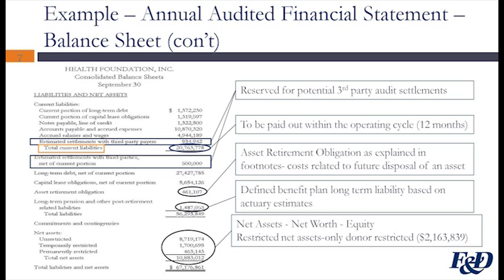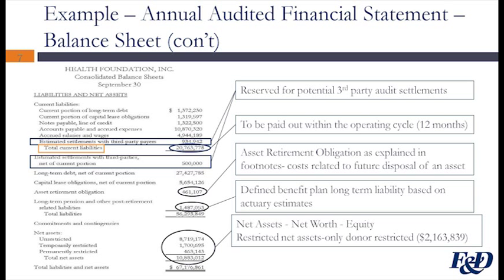The next section on the balance sheet that I want to touch on was the net assets. And for anybody that's in the for-profit world, the net assets are really the net worth or the equity of the organization from an unrestricted standpoint. So there's three types of net assets. There's unrestricted net assets, which is truly the net worth of the organization. There's temporarily restricted net assets, and then permanently restricted net assets.